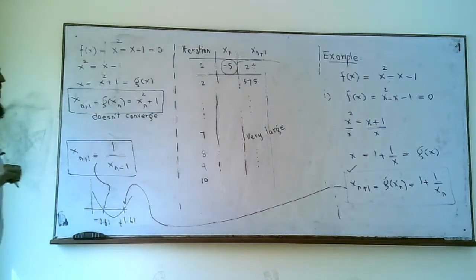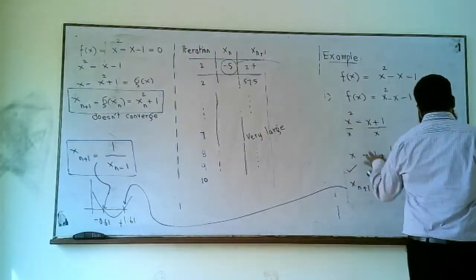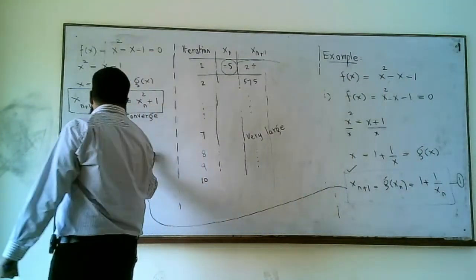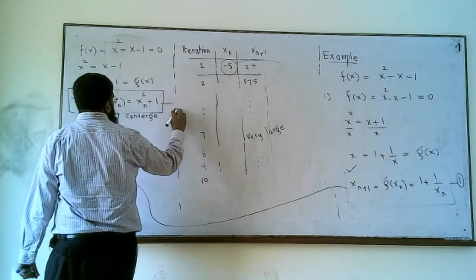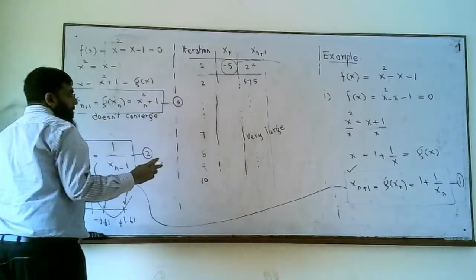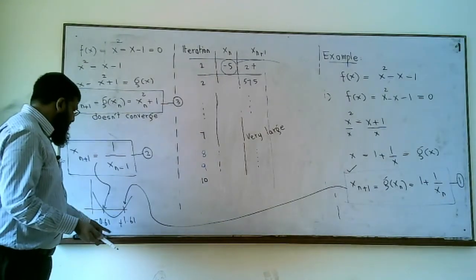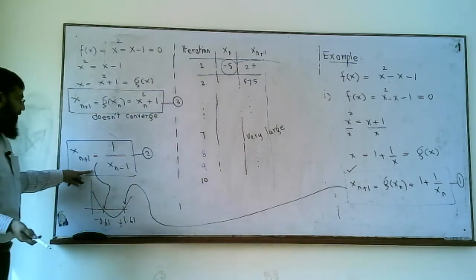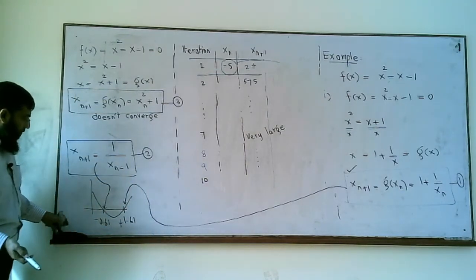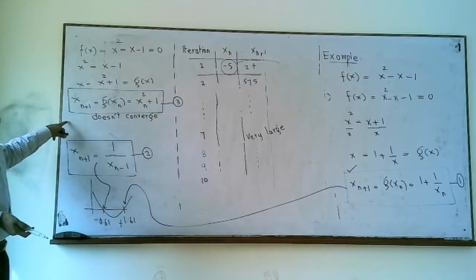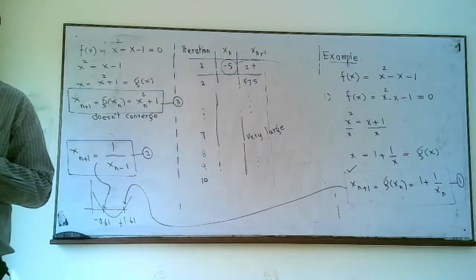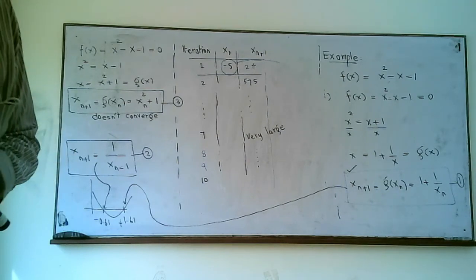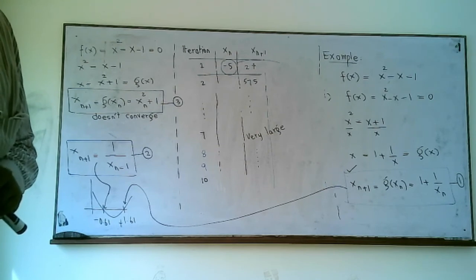So given this f(x), we have worked with three expressions for x_{n+1}. Expression number 1 converges to the root 1.61. The second expression converges to minus 0.61, the other root, but the third doesn't converge anywhere. Right, that's all for this lecture, and in the next lecture we'll work with another interesting example using the fixed point iteration method. Thank you.